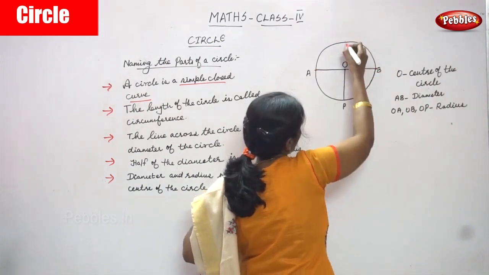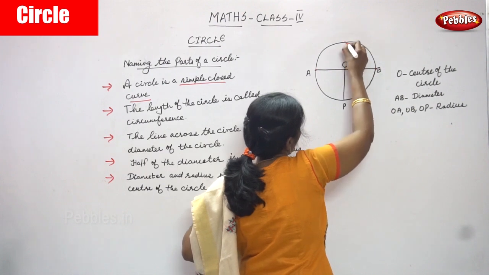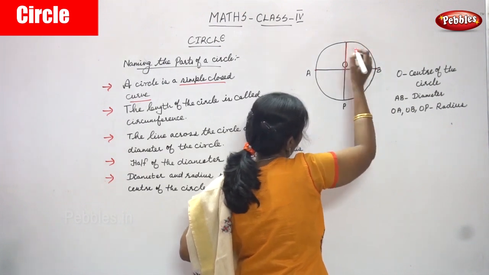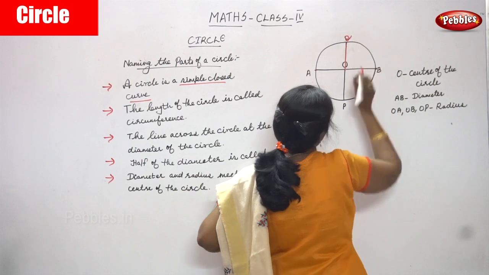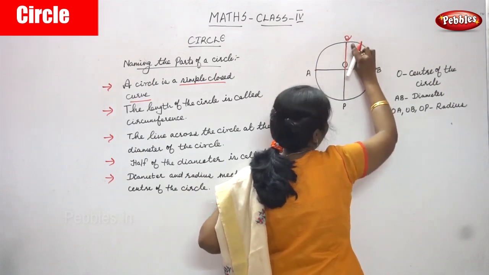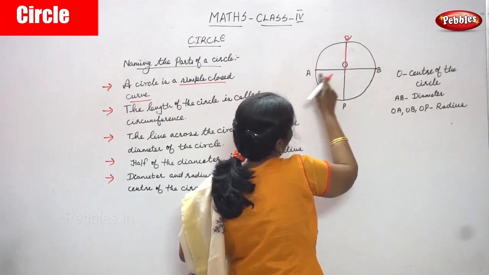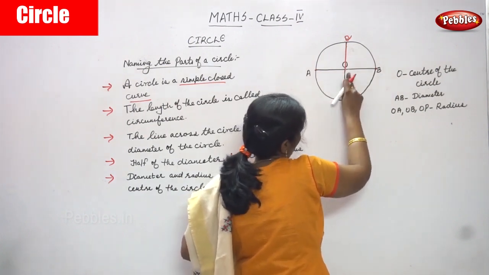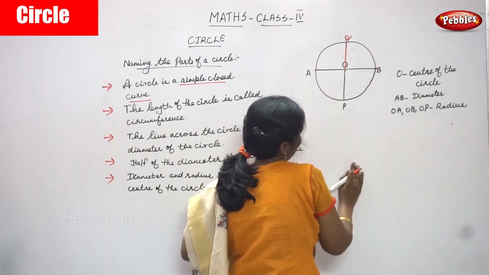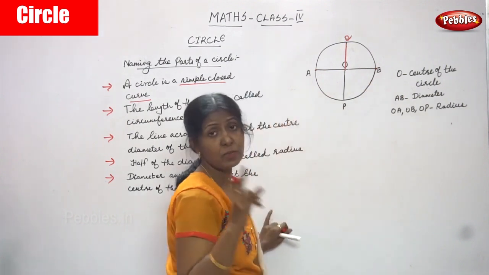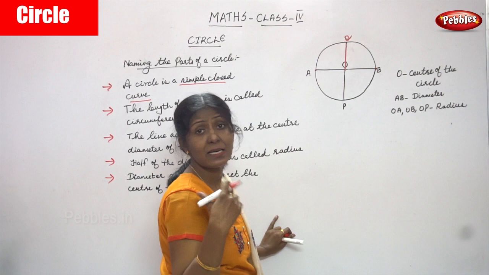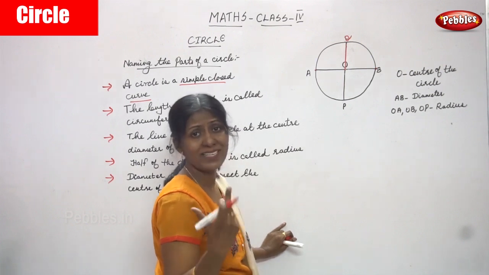If I want to draw one more, that is called Q, so OQ is also a radius, and OP is a radius, and OA is a radius, and OB is a radius. Radius means only one, and radii means many radius. It is called radii.